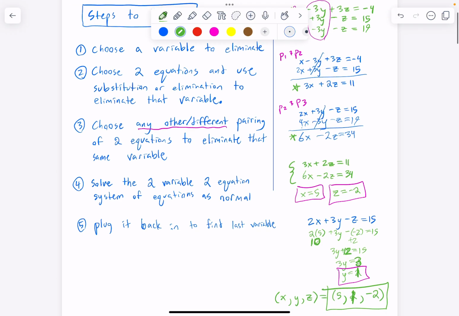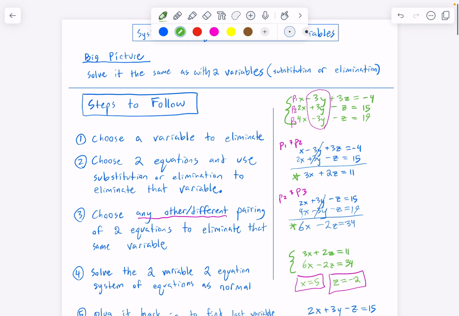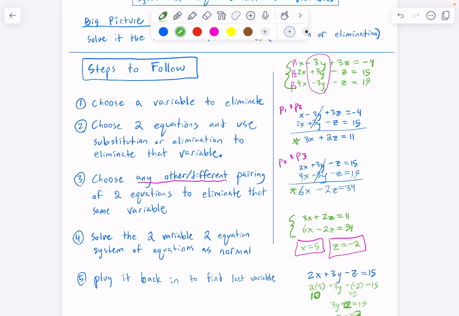So before we go any further and do some more practice problems, I just want to talk about what is happening here, big picture. One big picture is how to do it. You just do it the same as the other system. You just have to do 3 steps. You eliminate one variable to get one equation, eliminate the same variable to get a second equation, and then step 3 is just solve a 2-variable 2-equation problem.